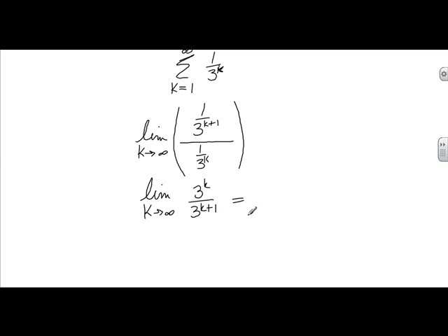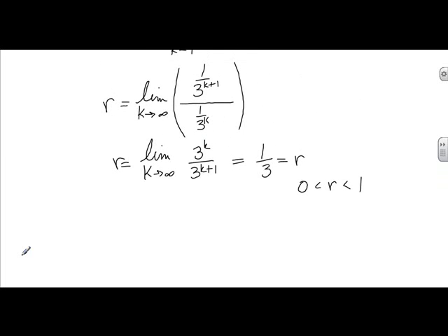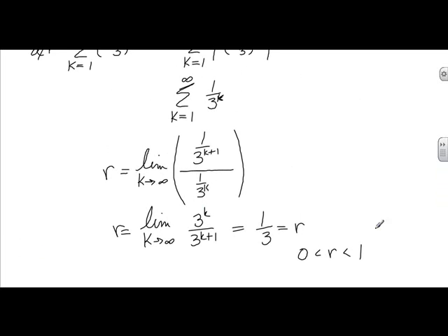Okay, now in the ratio test, this is our value r. So we found that r is 1/3, and the rule is if r is between 0 and 1, then our series converges. So that series converges by the ratio test.